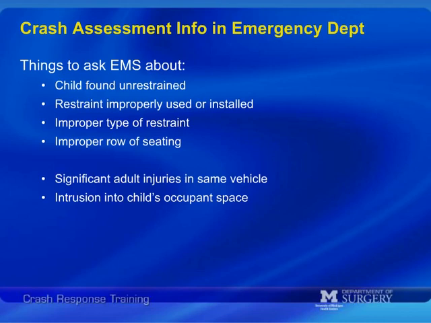It is also useful to know if there were adult injuries in the same vehicle. Children are generally less tolerant to injuries than adults, so if an adult got injured in a crash, there is a high likelihood that the child sustained injuries after they were exposed to the same crash forces. Another thing to ask about is the amount of intrusion into the child's occupant seating space.